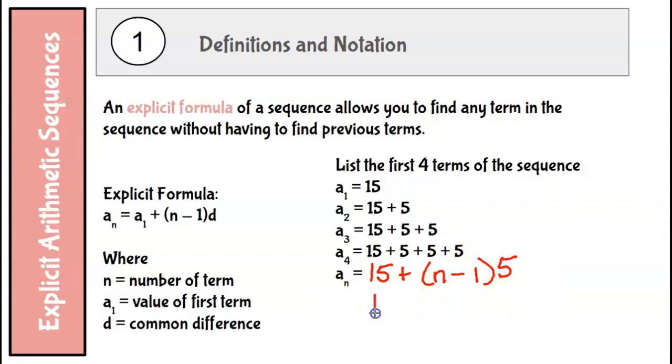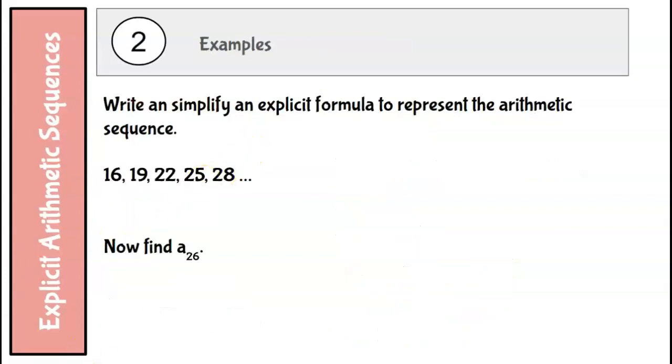Now, if you want, you can multiply that out and make it 5n minus 5, and we can do 10 plus 5n, so that if somebody was trying to find the 100th term, they could just do 100 times 5 plus 10 instead of doing 100 minus 1 times 5 plus 15. But either one of those would give you the nth term without having to find all of the previous terms. Let's look at an example.